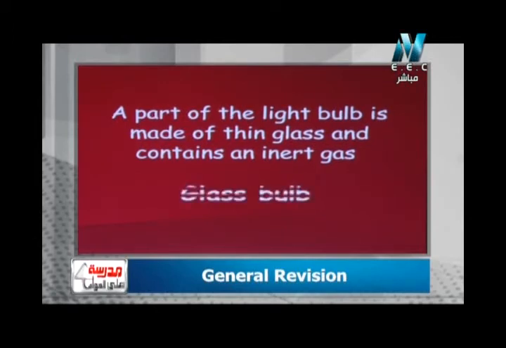Surely it will be the glass bulb. It is the first part of the lamp that we see from outside, which we call the glass bulb. Again, a part of the light bulb made of thin glass and containing an inert gas will be the glass bulb.